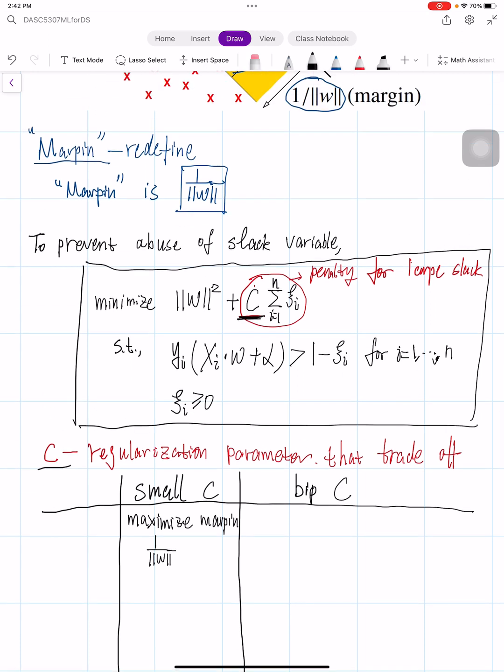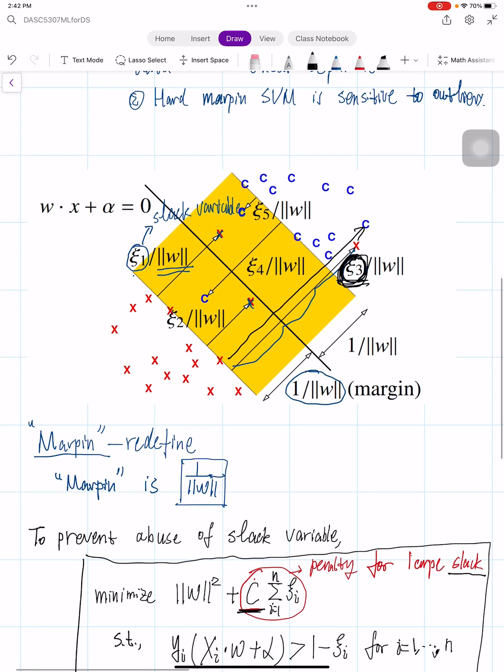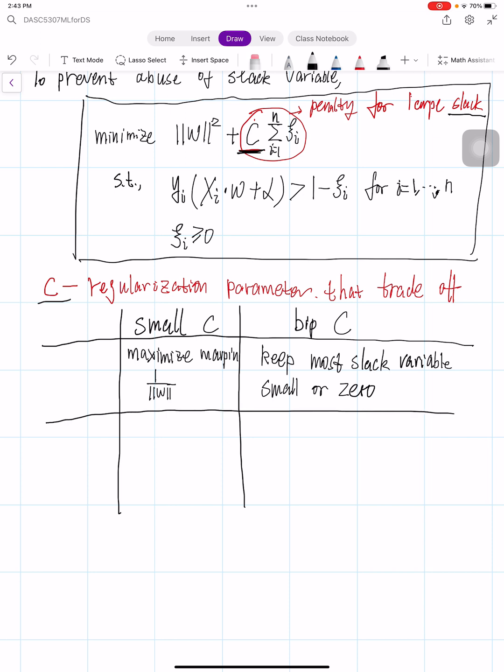When we have a big C, it means we have a high penalty for large slack variables. We give big penalties for a large Xi, like Xi 3 in this case. In other words, we want the slack variables to be small. So keeping a big C will keep most slack variables small or 0. Later I'm going to give you some examples. So that's the first difference between choosing a big C or a small C.